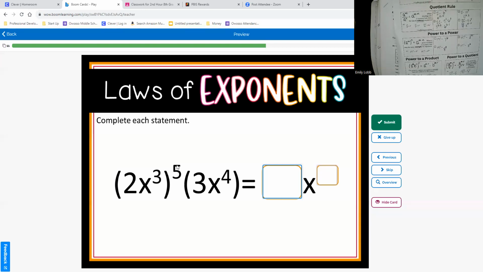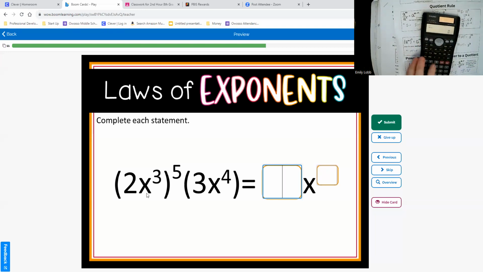So 2 to the 5th, I'll put that in my calculator. It should be way different than 10, right? 2 to the 5th. If I use my calculator, 2 caret 5. 32. 32 is going to be multiplied by the 3 here. So times 3 gives me my coefficient. So 96 here. And then this is 3 times 5, which is 15, but 15 plus 4 more makes 19.